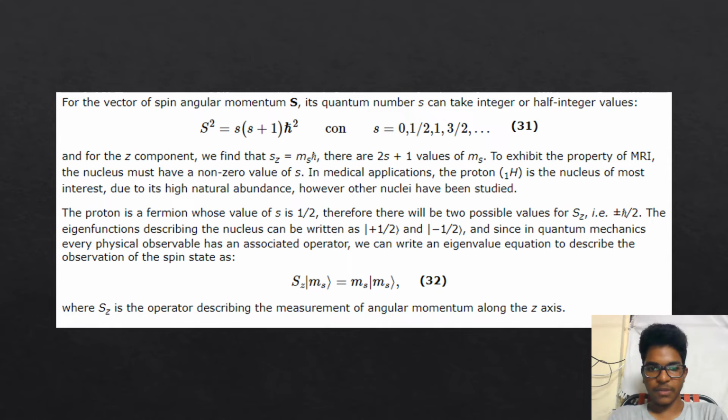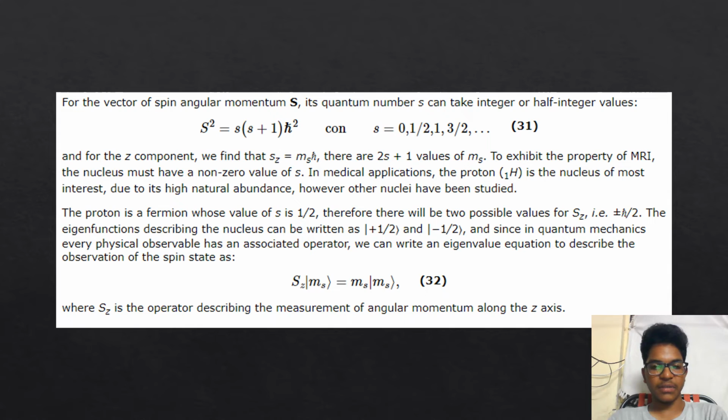For the vector of the spin angular momentum S, its quantum number can take integer or half-integer values. S squared is equal to s(s+1) h-bar squared, where s is equal to 1/2, 1, 3/2. For the z component, we find Sz equal to m_s h-bar, whereas there are 2s plus 1 values of m_s.